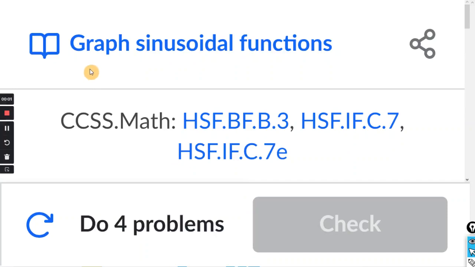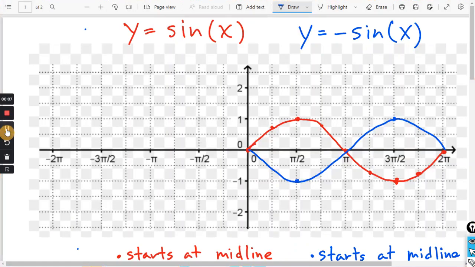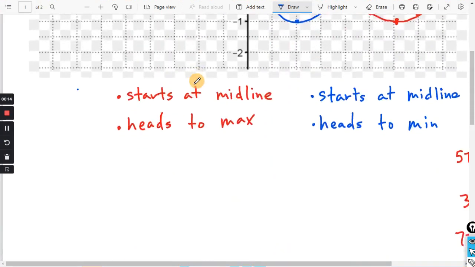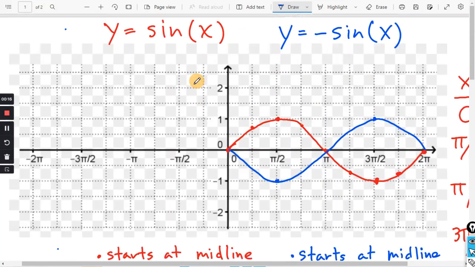This will be for the exercise, graph sinusoidal functions. So before doing this exercise, you want to be familiar with the basic sine and cosine graphs. And I have another video on this.